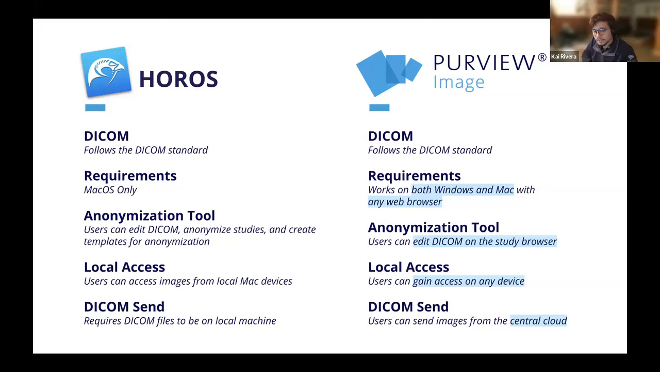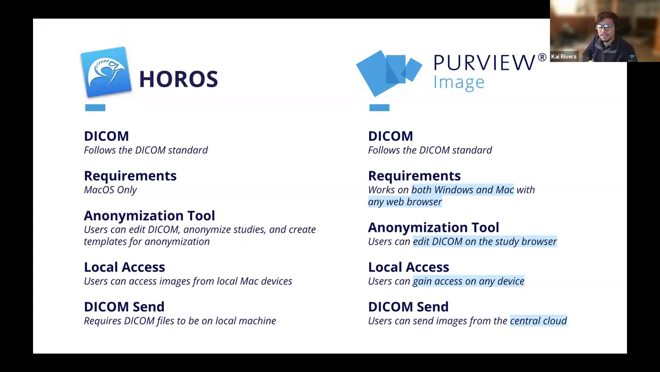Local access, right? Since Horos requires you to download the images directly onto your machine, you can only really access those files when they're on your machine. It's just like opening up a PDF or opening up a spreadsheet locally. You need to have it on your machine. That's how Horos works. And DICOM sending, which is essentially communicating the files from one source to another, requires the files to be physically on the machine that you're trying to send from.